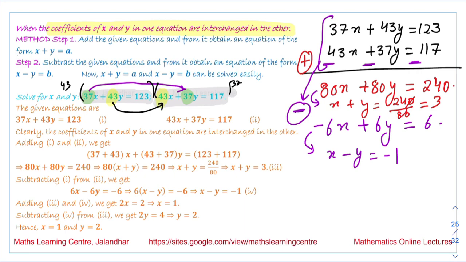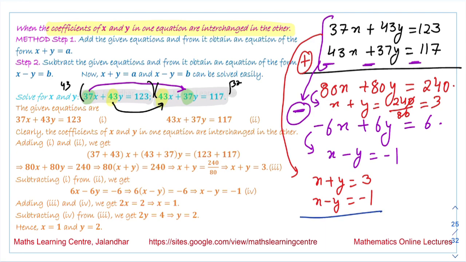So this system of equations reduces to the form x plus y is equal to 3 and x minus y is equal to minus 1. To solve these equations, we add these two. So we get 2x is equal to 2. It means x is equal to 1. This gives us y is equal to x plus 1, that is equal to 2. So y is equal to 2 and x is equal to 1.